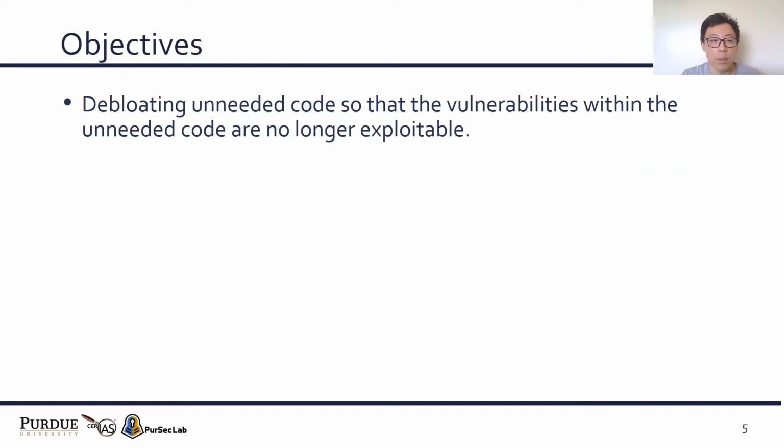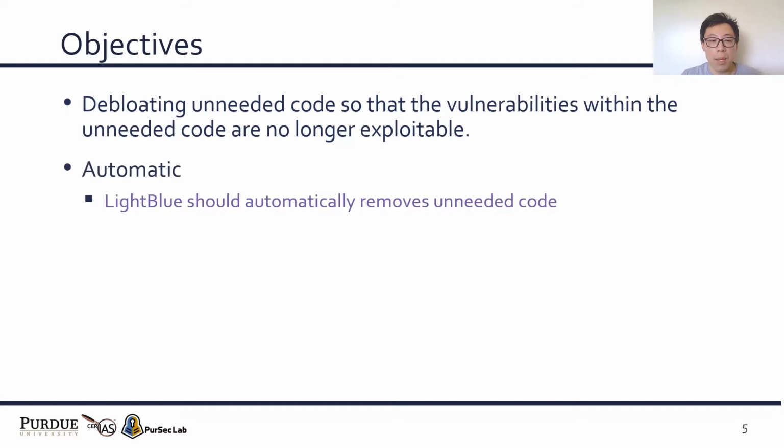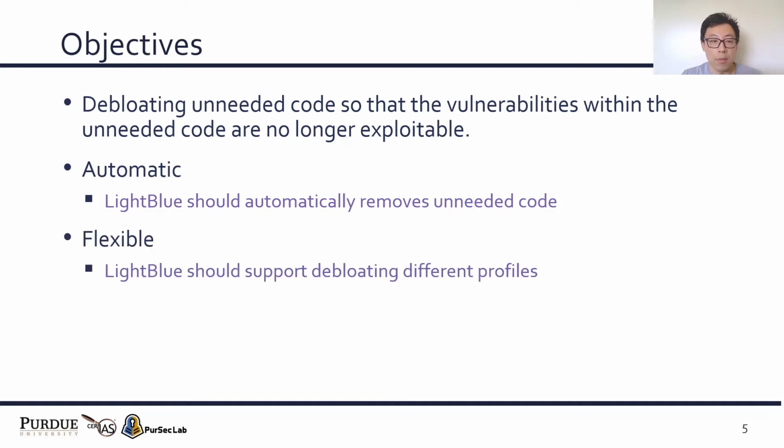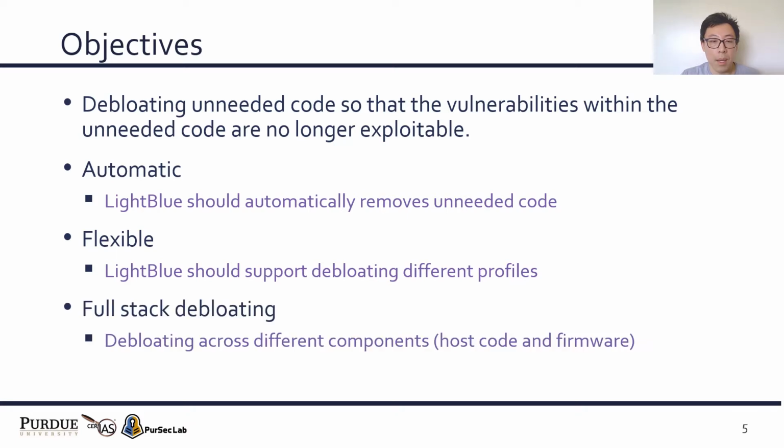So our goal is to debloat the unneeded code in the Bluetooth stack, so the vulnerabilities within the Bluetooth stack are no longer exploitable. Besides, the framework should be automatic to remove unneeded code, and it should be flexible to debloat different profiles. And at last, it should support full stack debloating. It could debloat both the host code and the firmware.